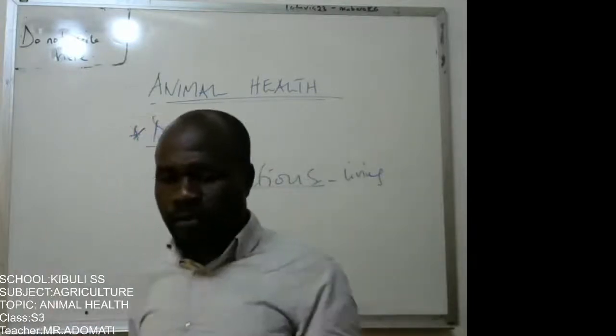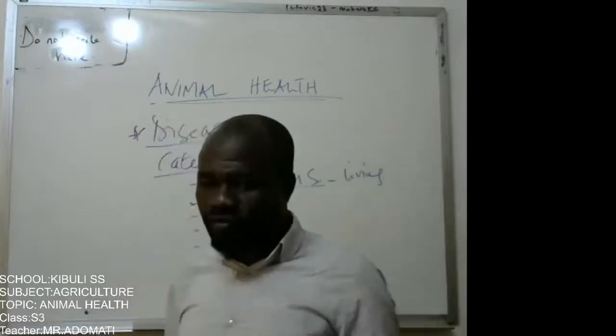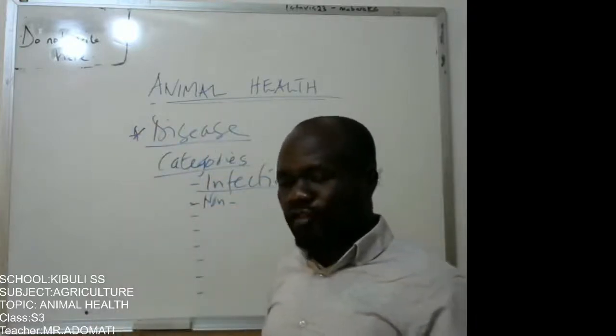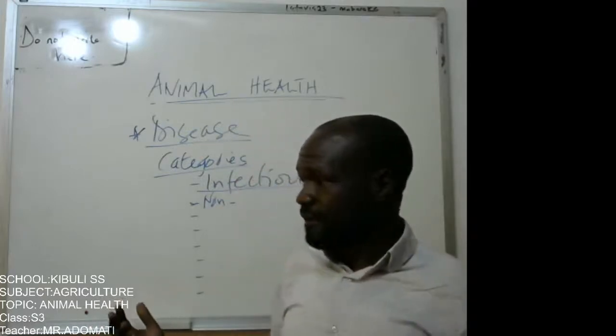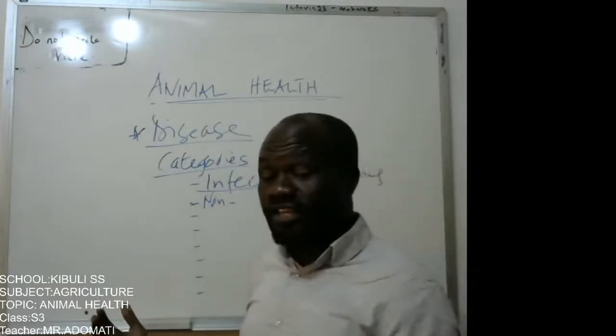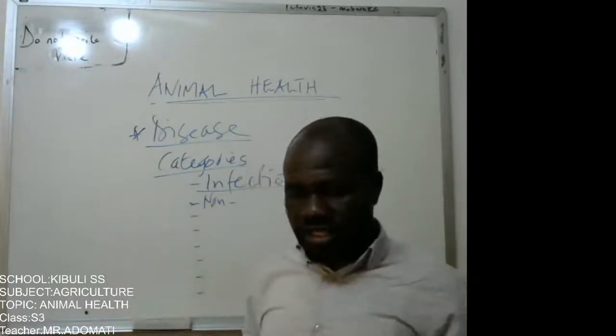A good example here are diseases that result from poor nutrition, poor feeding. If you don't feed an animal well, it can suffer from a disease. But poor feeding is not a result of these living agents. We shall be coming to those examples.